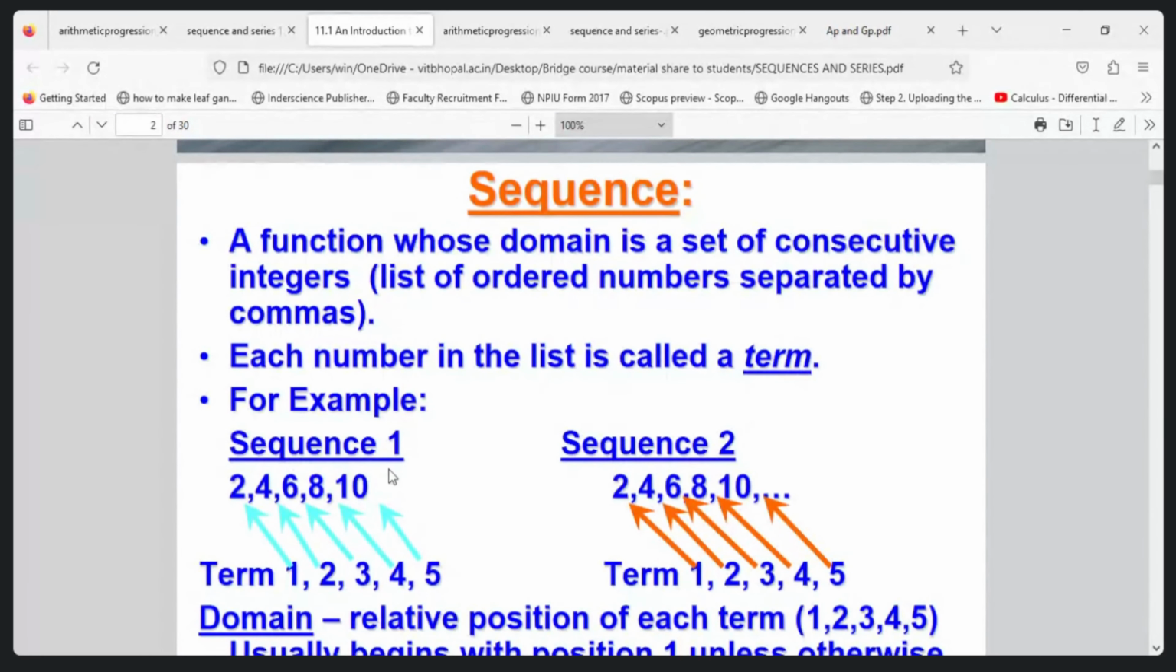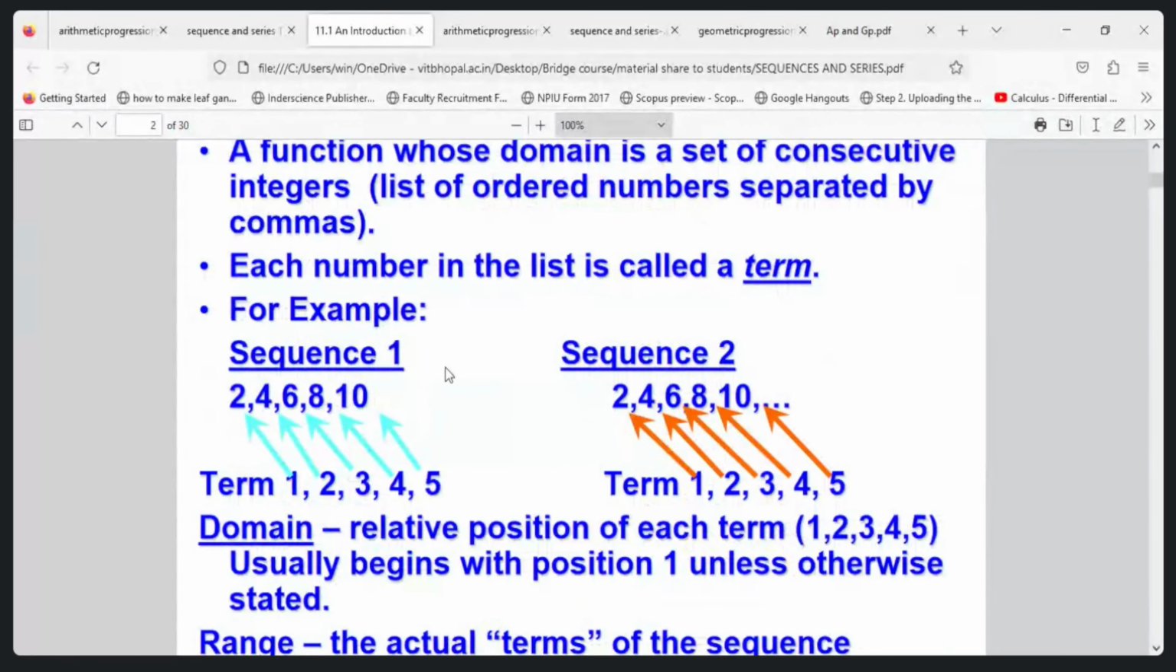For example, in sequence 1 and sequence 2, what is the difference here? In sequence 1: 2, 4, 6, 8, 10, the terms are 1, 2, 3, 4, 5. Similarly, sequence 2: 2, 4, 6, 8, 10 and dot, dot, dot. That means sequence 1 is finished at 10, only 5 elements in that particular set, while sequence 2 goes on to infinite or finite terms, which will be decided.